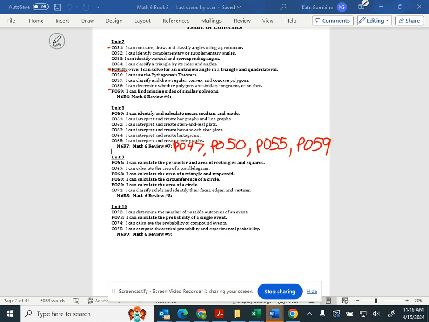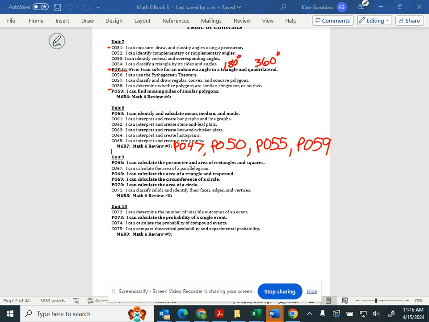55, solve for an unknown angle in a triangle or quadrilateral. How many degrees are in a triangle? Nope, not 90 degrees. That is a right angle. That is not a triangle. 180. 180 degrees in a triangle. How many degrees in a quadrilateral? 360.